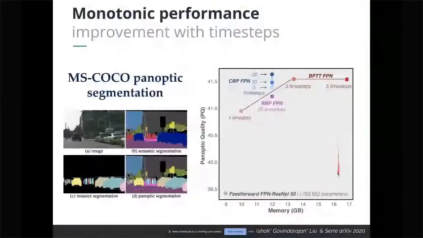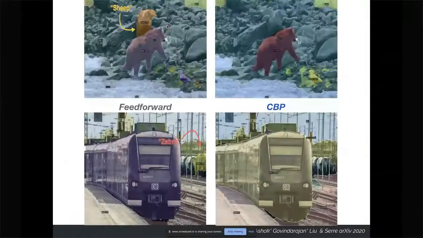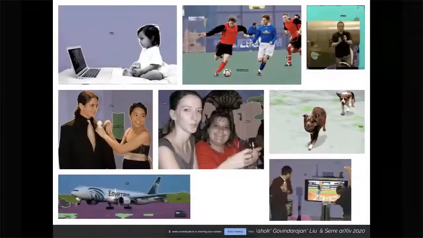So just to give you a qualitative sense of the gap here between the feedforward network and this recurrent neural network, I'll show you just two examples. On the left are the feedforward networks, on the right is our recurrent neural network. The colors of the pixels here correspond to the predictions of those models. You see that the feedforward network hallucinates a sheep in the rocks. It hallucinates here a zebra in the wagon. And these are the kind of spurious detections that a recurrent neural network is able to suppress.